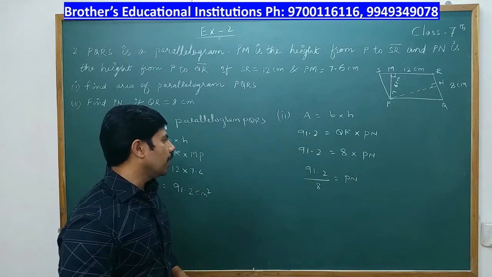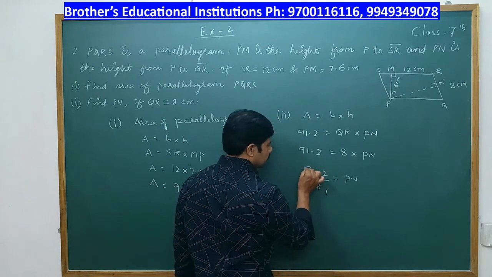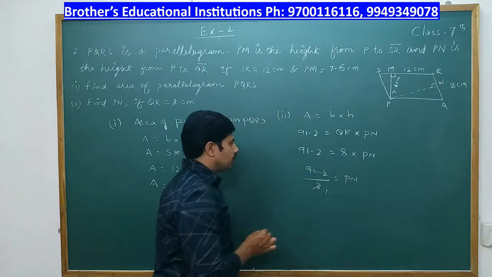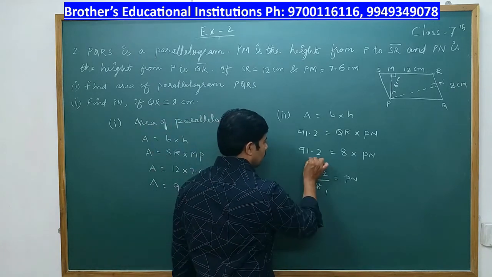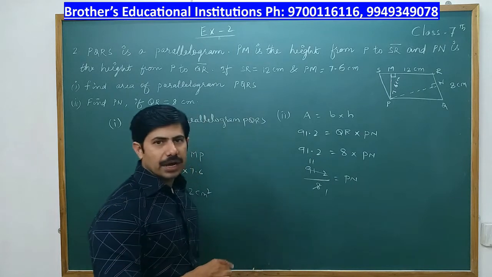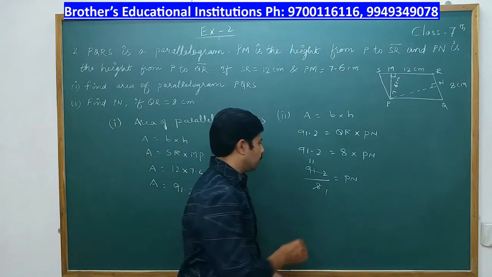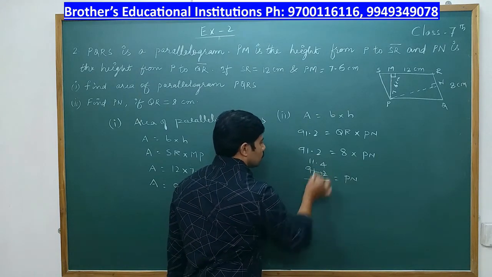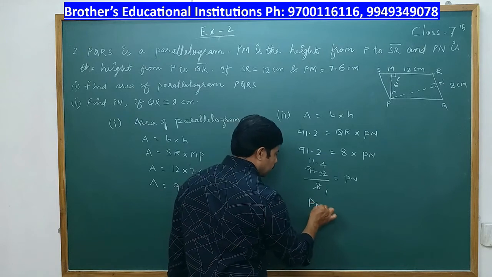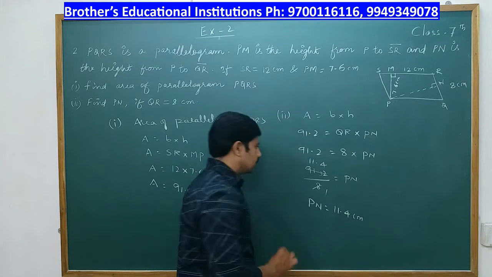Now we have to calculate this. Okay, so we'll try. 8 ones are 8, 8 eights are 64, 8 elevens are 88. So 88 means, what will be the remainder? 89, 90, 91, 3 will be the remainder, so 8 fours are 32. So what is PN we are getting? PN is nothing but 11.4 centimeters.